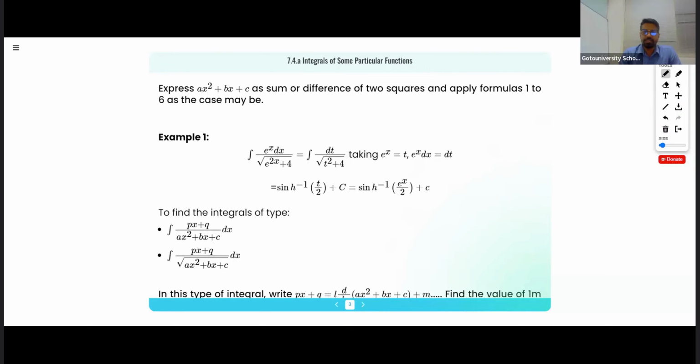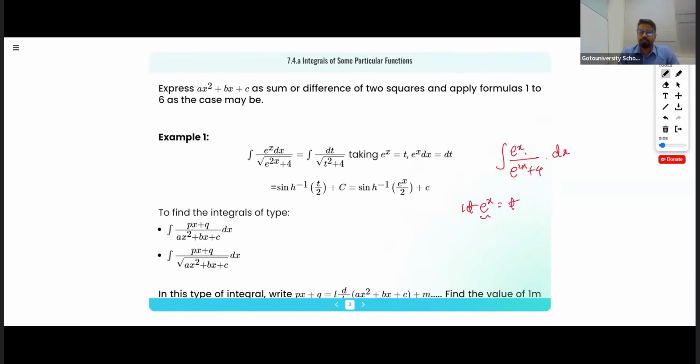So first they are telling the method, which we just saw. So let's see the question here. Here there is a question: integral of e power x divided by e power 2x plus 4. I want to integrate this first. Now I'm going to substitute, let e power x be equal to t.